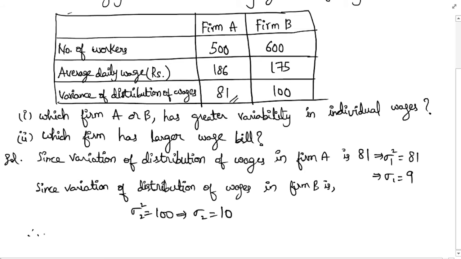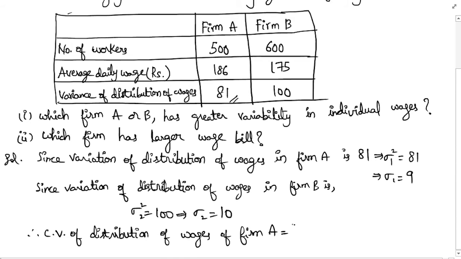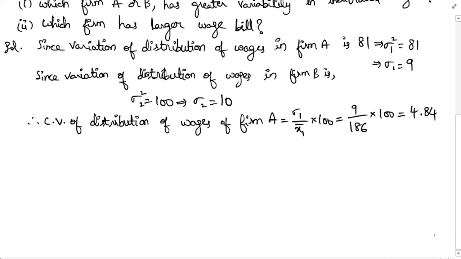So therefore the CV of distribution of wages of firm A is equal to sigma 1 divided by x1 bar into 100. That is equal to 9 divided by 186, which is given here, into 100, which is equal to 4.84.